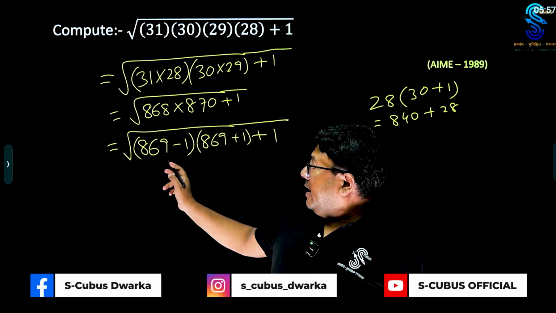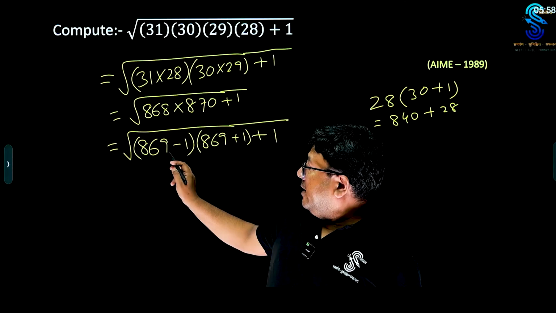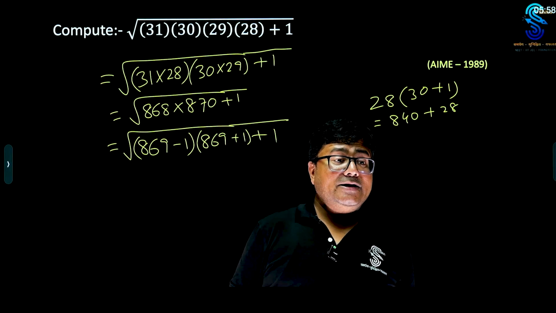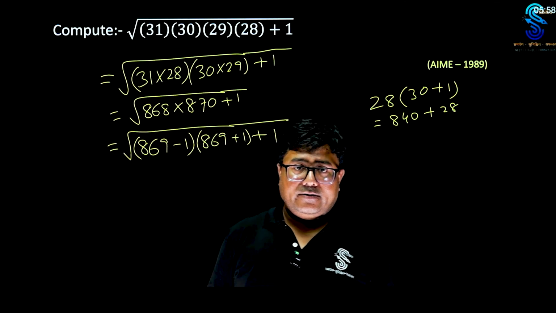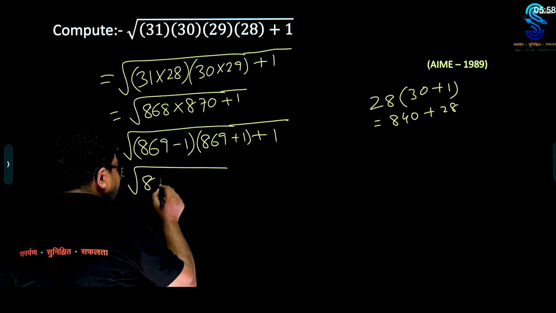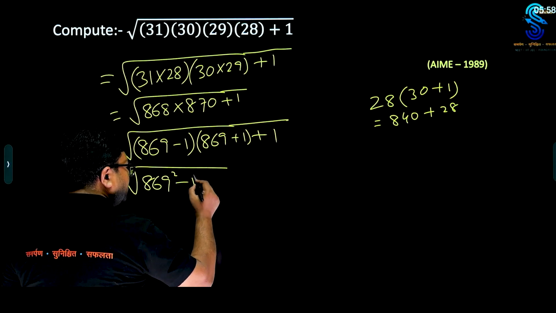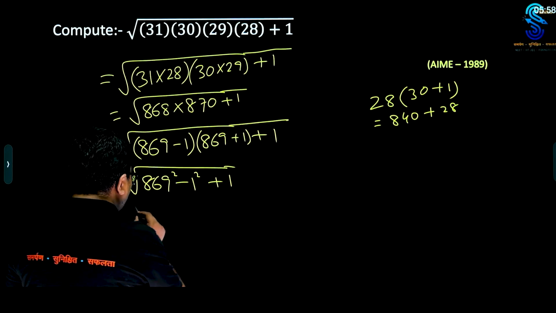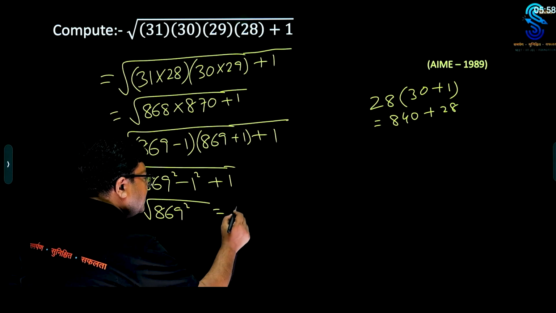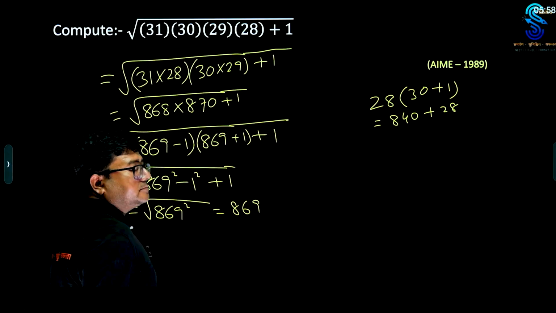Now, have a look at this. A minus b into a plus b, what is that? A square minus b square, right? So this will come to be 869 whole square minus 1 square plus 1, which is equal to square root of 869 square, which is 869.